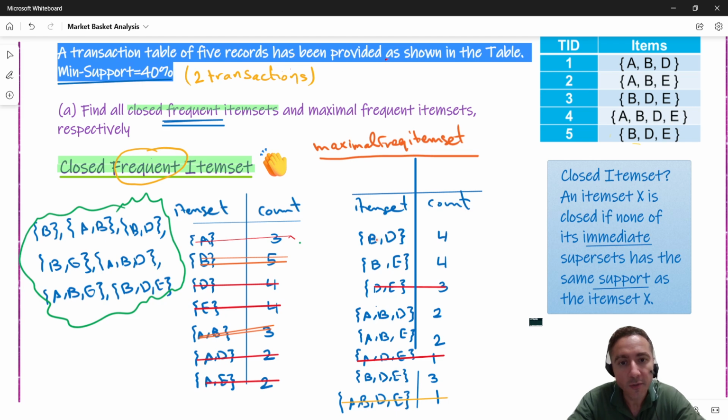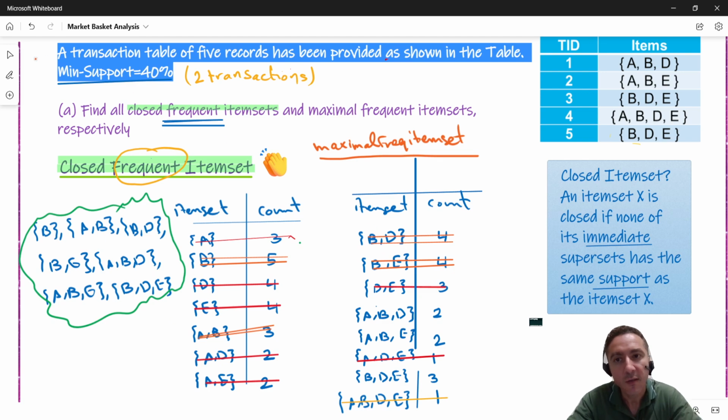Now we go to BD. Do we have an immediate superset? Yes, which is frequent, of course. That means this is out. See how easy? BE also has one, so this is out. Now, anything else left? How about ABD? Do we have an immediate frequent superset? No, because this was out, was infrequent. So this is fine, this is fine, this is fine.